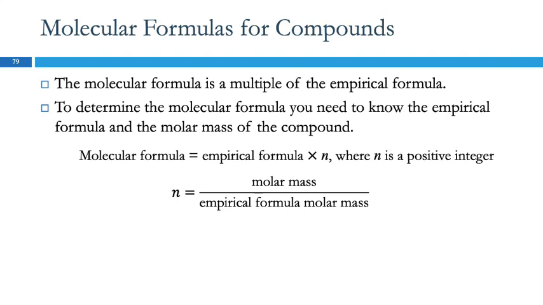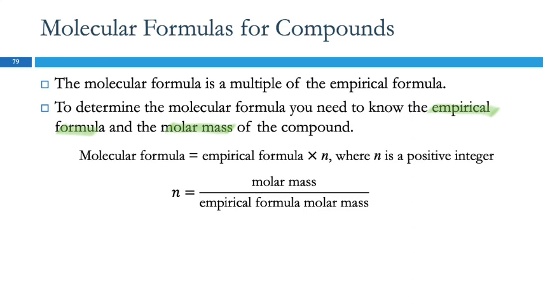How do we get the molecular formula? We need another piece of information. The molecular formula is going to be some multiple of the empirical formula. In order to find that molecular formula, you're going to need the empirical formula and the molar mass. In a problem, they're going to give you the molar mass.